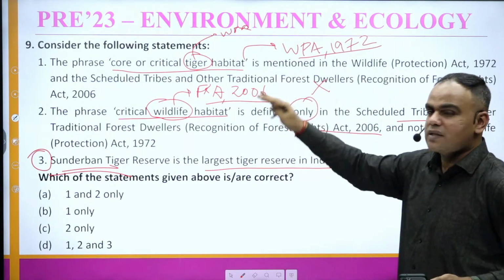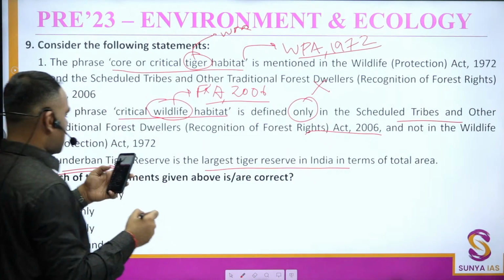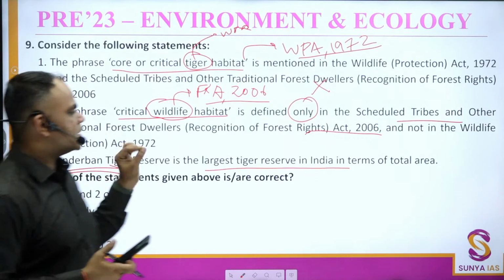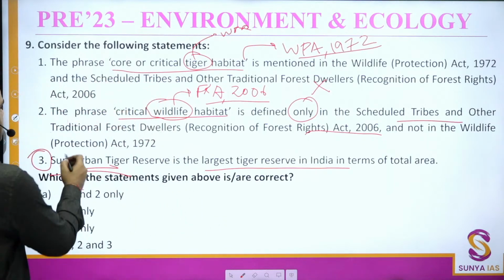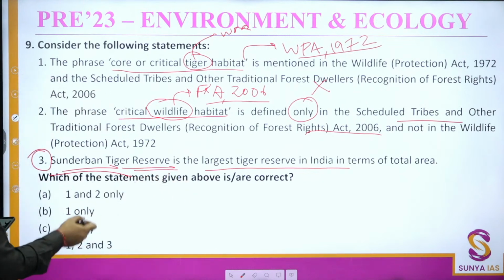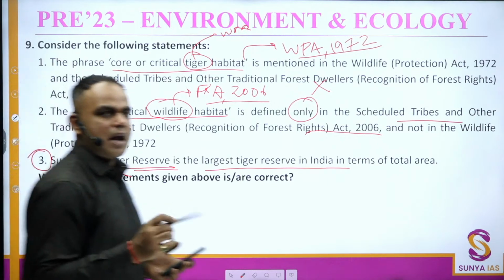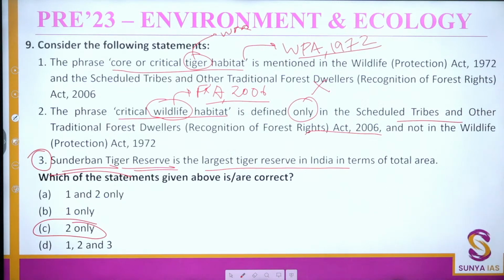Statement number 2 is correct. Third, yes, many of you have got the answer correct. Nagarjun Sagar Sri Sailam Tiger Reserve is the largest tiger reserve in terms of total area. So here the answer is Nagarjun Sagar Sri Sailam Tiger Reserve. So this is also wrong. Question number 9, I think many of you would have got this correct. The answer is C, 2 only. Question number 9.